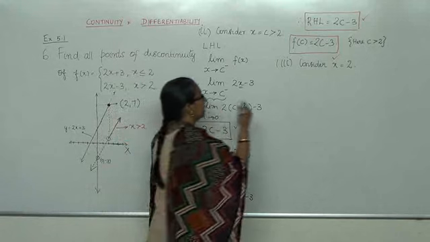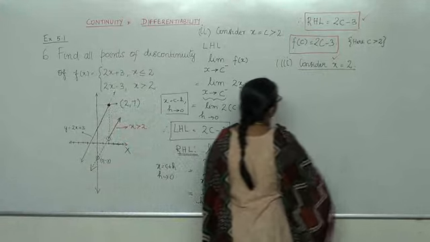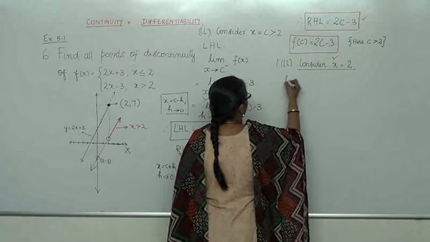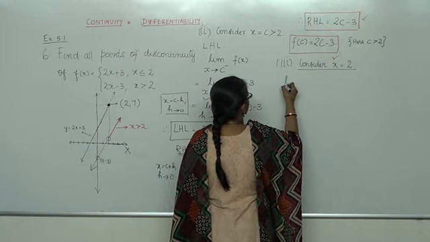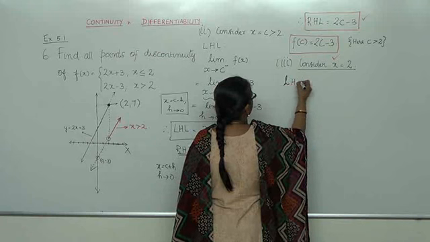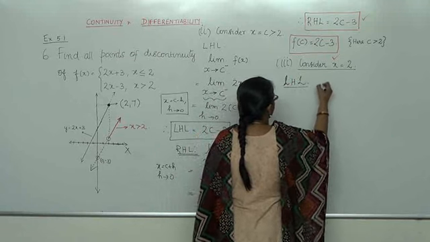So now how do we do that mathematically? Consider x is equal to 2. So again we will be finding out the LHL, right? So LHL, what is the LHL?